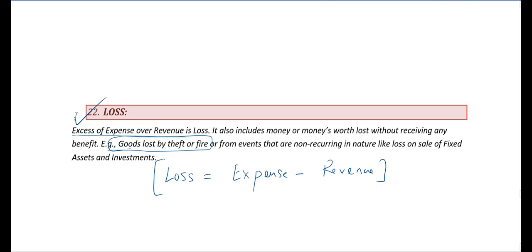When we get a loss from events which are non-recurring in nature, such as loss on sale of fixed assets and investment, then also we refer to it as loss. When we sell fixed assets and investment and get a loss, we refer to that as loss.